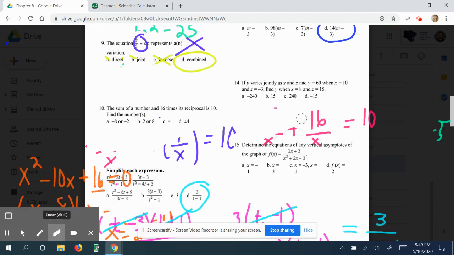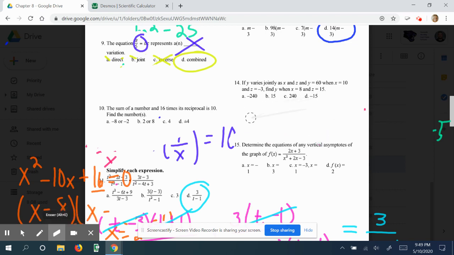All right, number 14. Y varies jointly as x and z, and y equals 60 when x is 10 and z is negative 3. Find y when x equals 8 and z equals 15. Okay, so y varies jointly, which means it's direct with x and direct with z. So we're going to write this, xy over z equals xy over z, right? And so what we can do is take all the numbers we know in the first one and put in our unknowns in the second one.